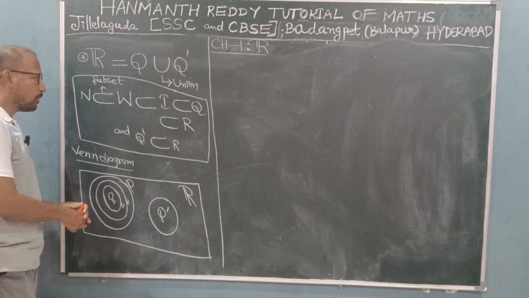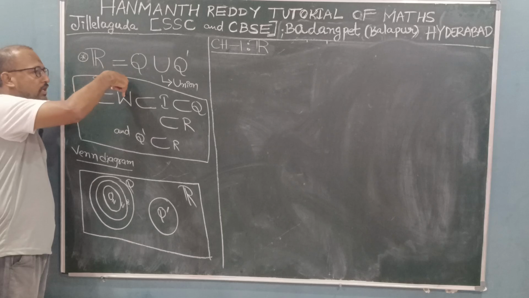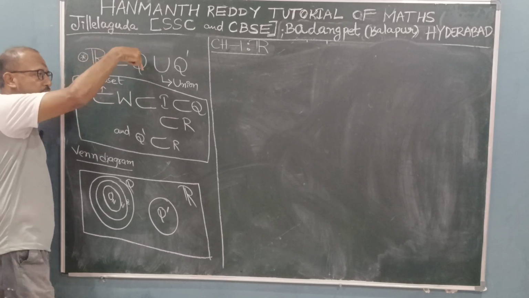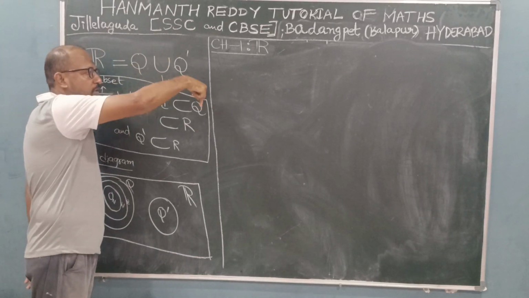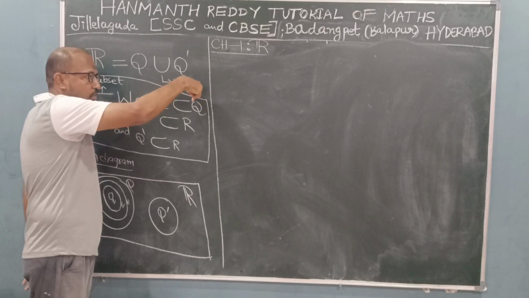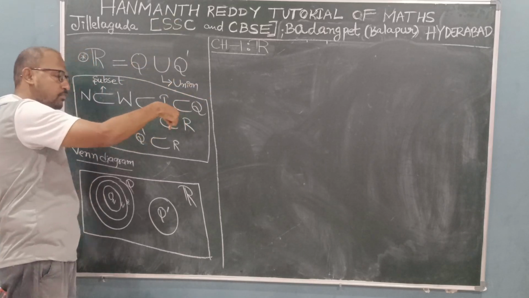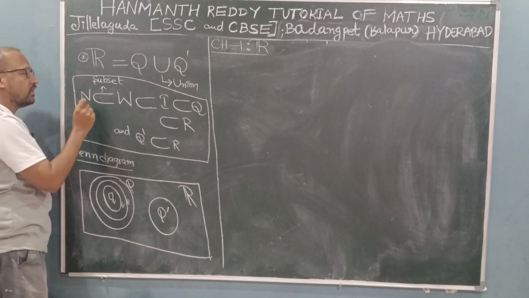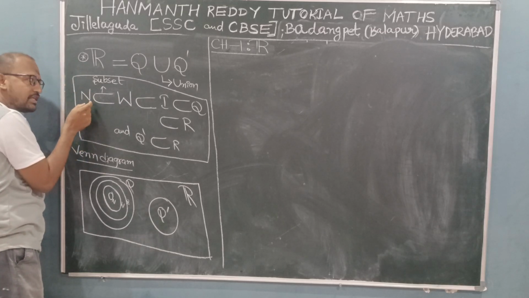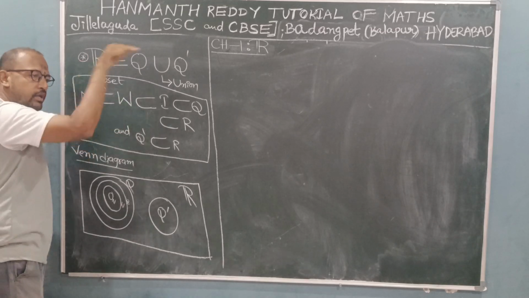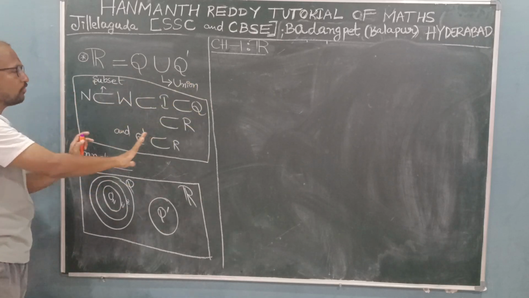What is the meaning of this property? All natural numbers will be in whole numbers. All whole numbers will be present in integers. All integers will be present in rational numbers. All rational numbers will be present in real numbers. Take any natural number, and definitely each and every number in natural numbers will be in whole numbers. This is the meaning of this property.